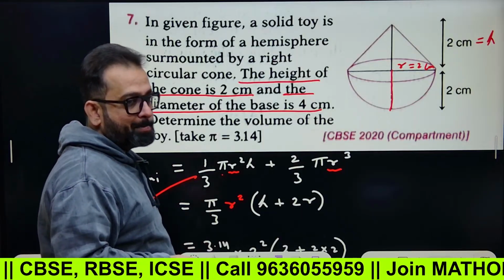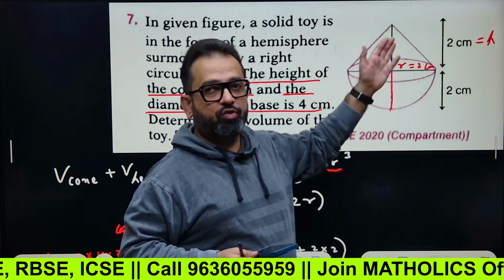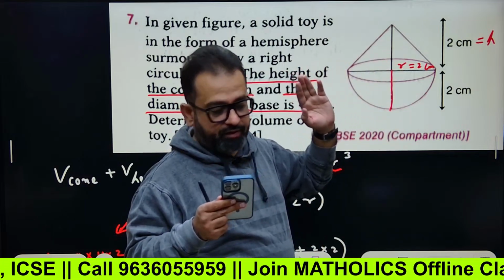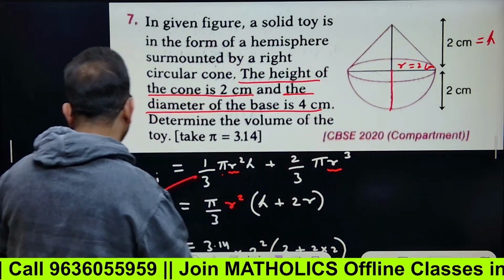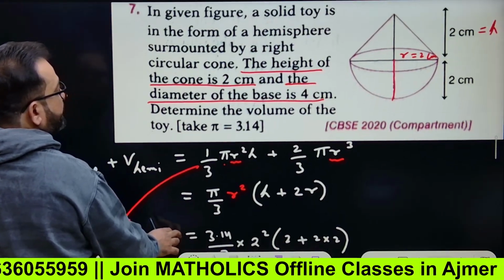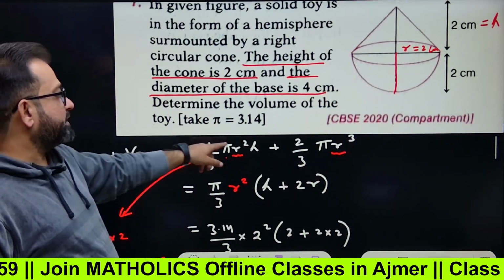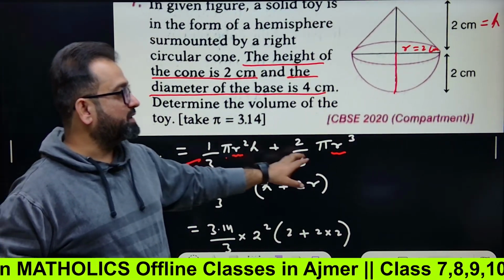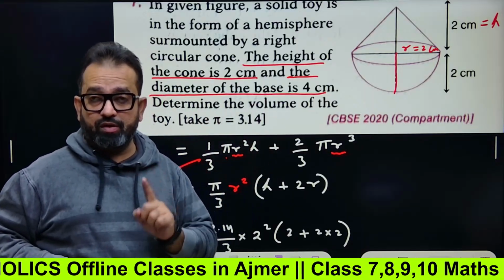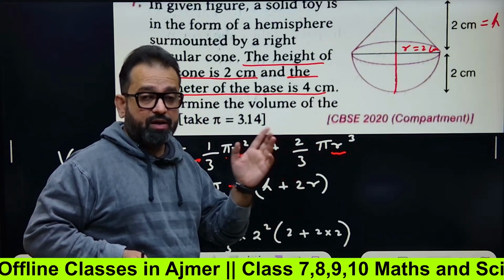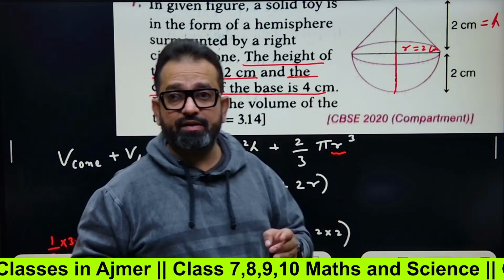So for volume, what do we have to find out? Volume of cone plus volume of hemisphere. You have to add them. Now, how to add? See, volume of cone is 1 by 3 pi r square h, and volume of hemisphere is 2 by 3 pi r cube. The formula for volume of hemisphere is 2 by 3 pi r cube. At the start of every chapter, you must have the formula sheet.